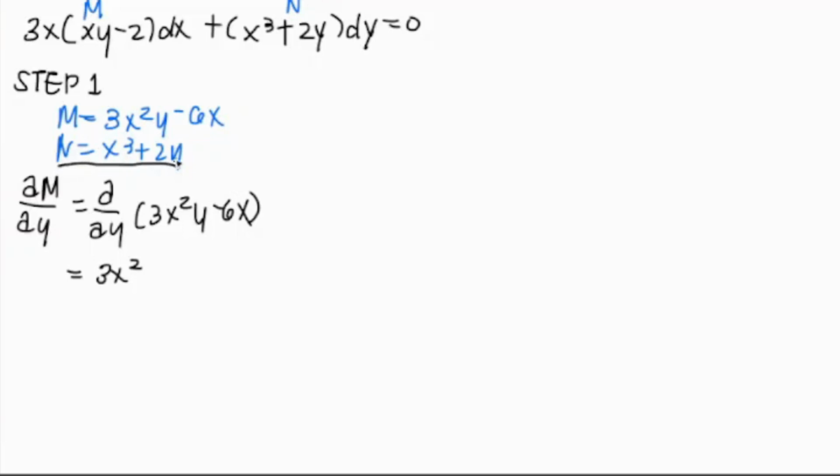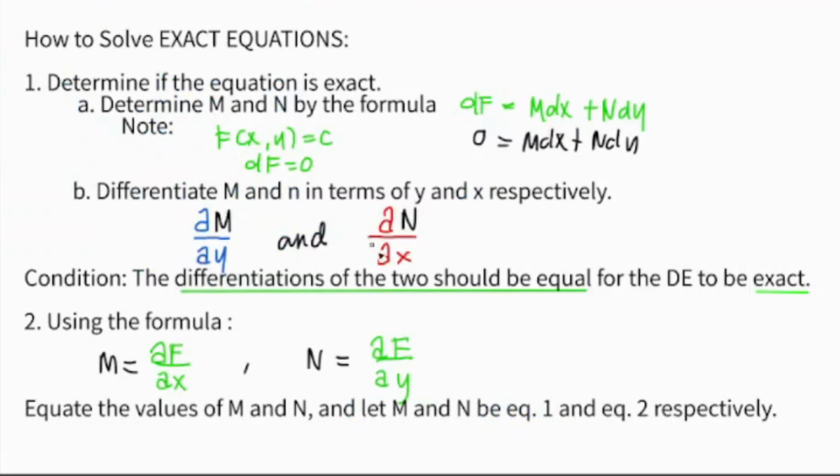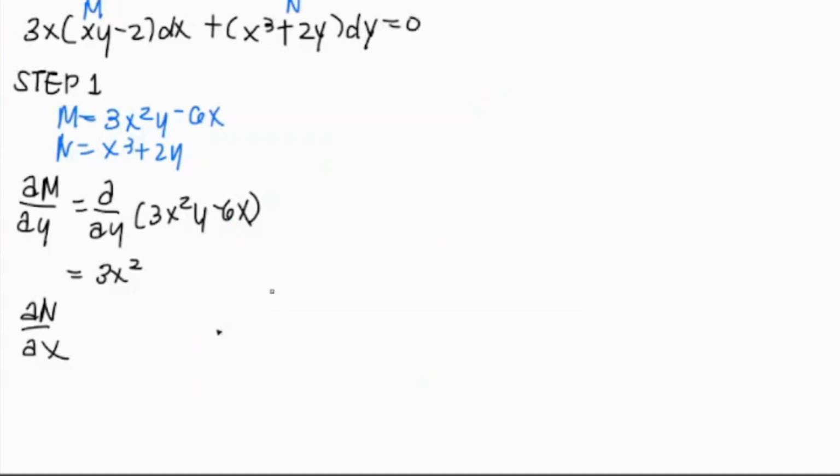Ito naman ang i-differentiate natin kasi differentiate N in terms of x daw. So, d over dx, ito yung N natin, x cubed plus 2y. Dito, normal differentiation, magiging 3x squared kasi in terms of x na tayo. Ito, y will be considered as a constant kasi in terms of x tayo nag-differentiate. So, 3x squared plus 0 is 3x squared. So, napansin natin, itong dalawa is equal.